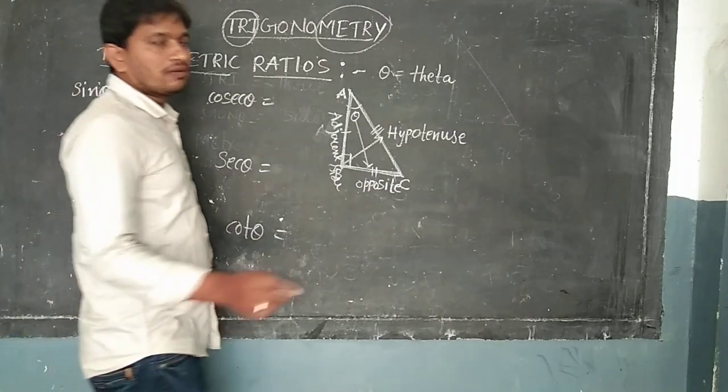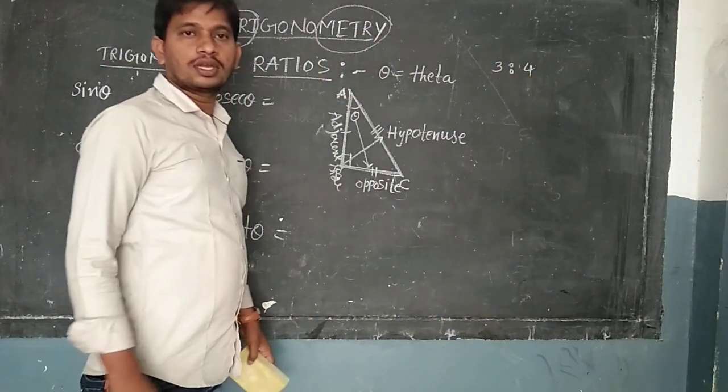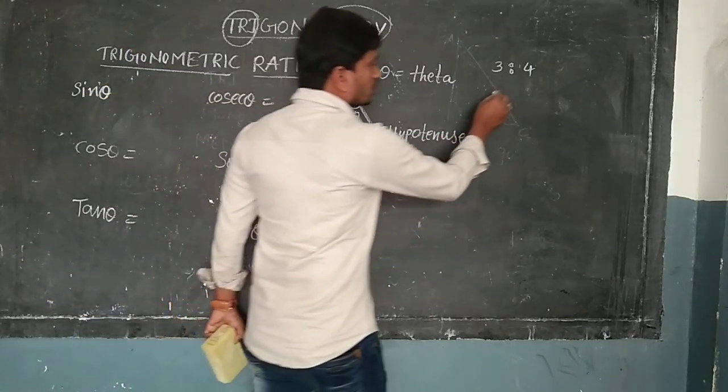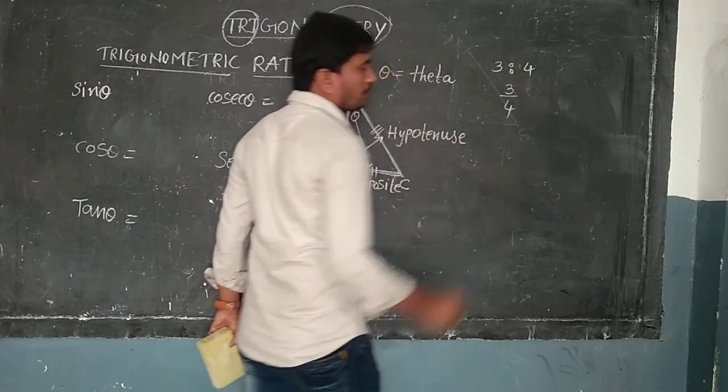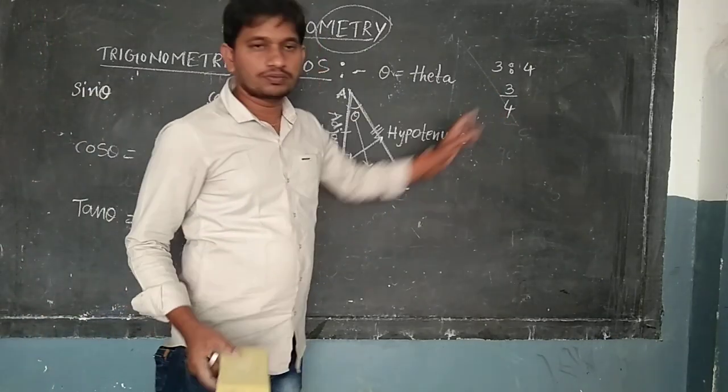What does ratio mean? For example, we write a ratio like this: 3:4. I can also write it in fractional form as 3/4. Yes, this is called a ratio.